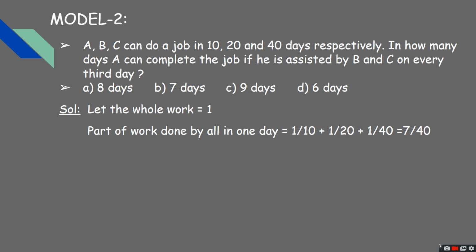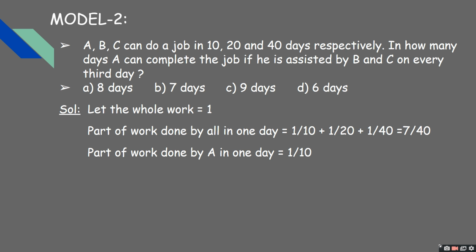Now calculate the part of the work done by A alone in 1 day. Here we are calculating the work done by A alone because in the question it is mentioned that B and C assist A only on every third day. That means A is working alone for 2 days. So, the part of work done by A alone in 1 day is 1 by 10, as A can complete the job in 10 days.